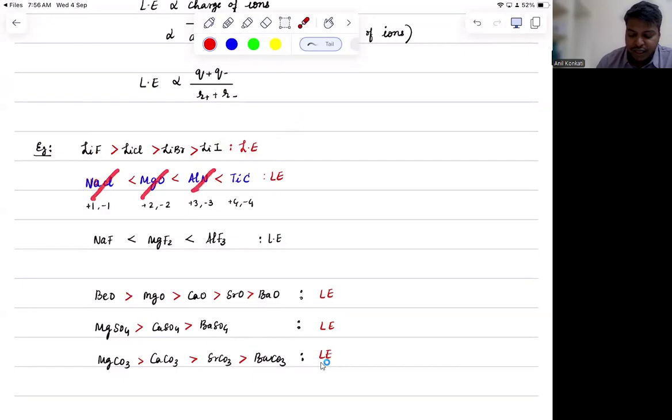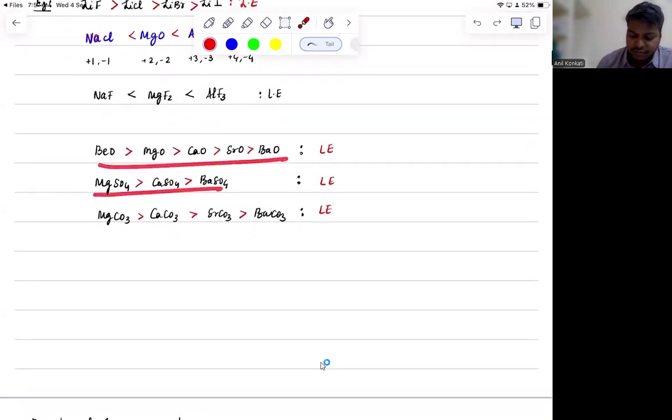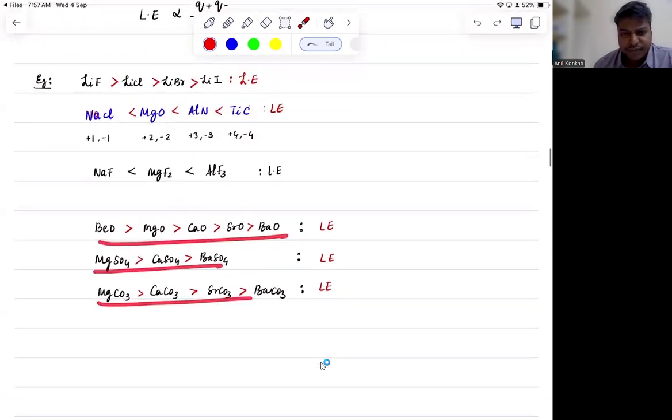NaCl, MgO, AlN, and TiC. So here, charge is always going to dominate. Plus 1, minus 1, plus 2, minus 2, plus 3, minus 3, and plus 4, minus 4. So lattice energy will be more for the plus 4, minus 4 case. If you notice this here, this is plus 1, minus 1, plus 2, minus 1, plus 3, minus 1. Again, the charge will be the dominant factor. So AlF3 will have more lattice energy. And the same logic applies to all these examples. Just check it out once, everybody. So this is about lattice energy.